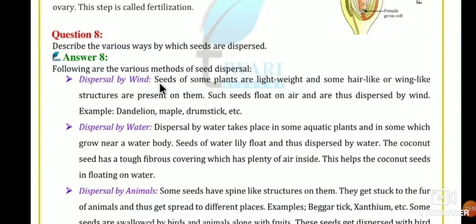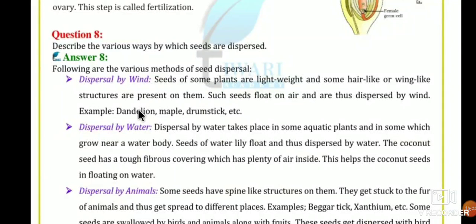Dispersal by wind. How does the dispersion of seeds take place by the activity of wind? Seeds of some plants are lightweight, and some have airy or wing-like structures present on them. Such seeds float on air and are thus dispersed by wind.